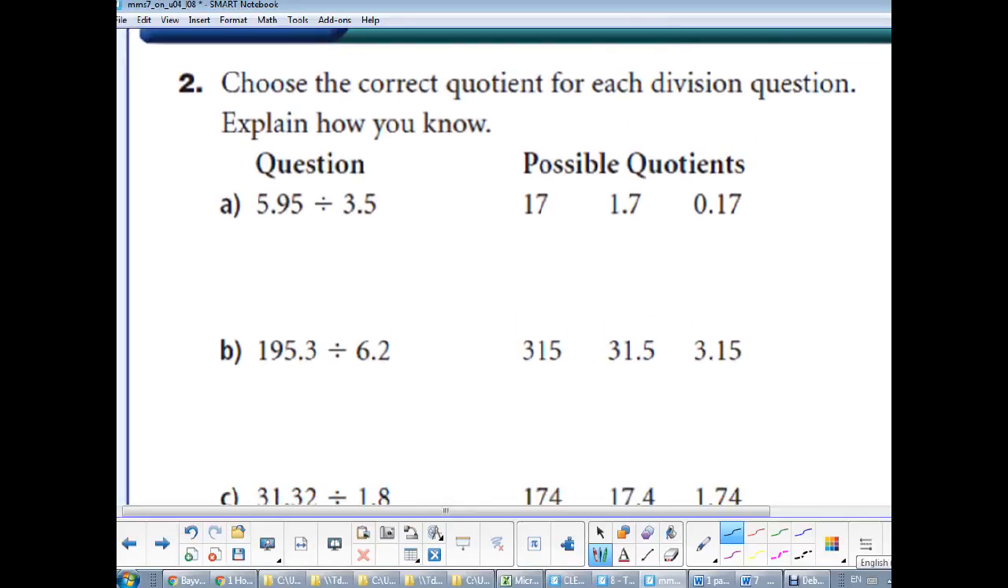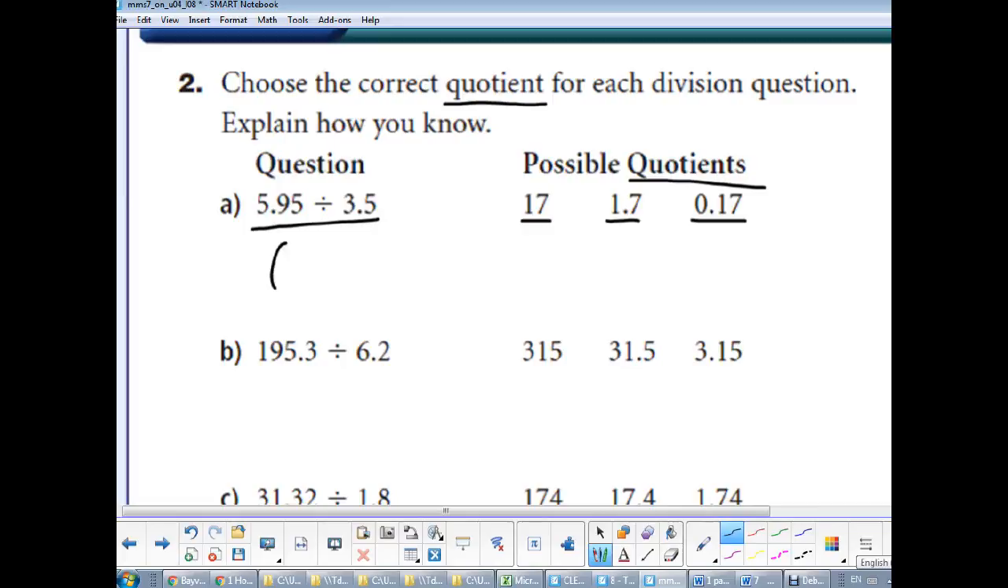Choose the correct quotient. So again, quotient means the answer for each division question, and explain how you know. So here's the question, and here are possible quotients. So for 5.95 divided by 3.5, the answer or the quotient could be 17, 1.7, or 0.17. And we're going to estimate again. We're not going to actually mathematically figure this out, which you could. So we're going to use estimation.